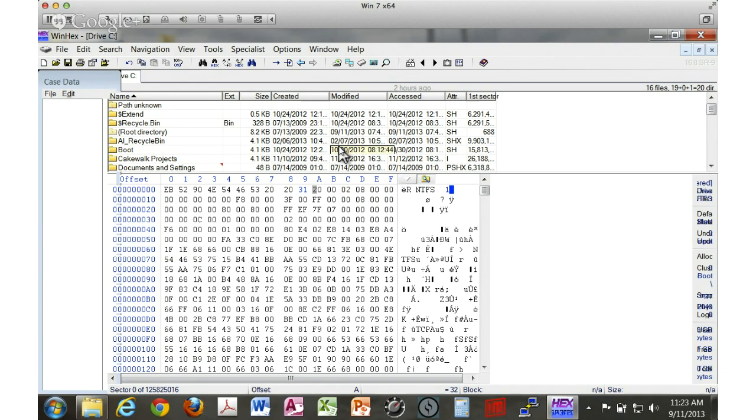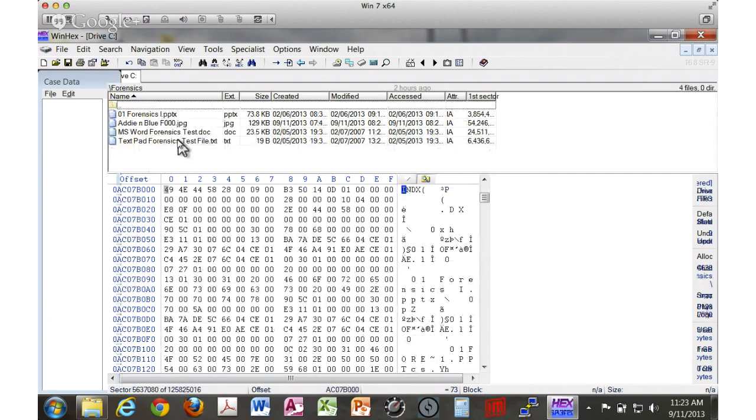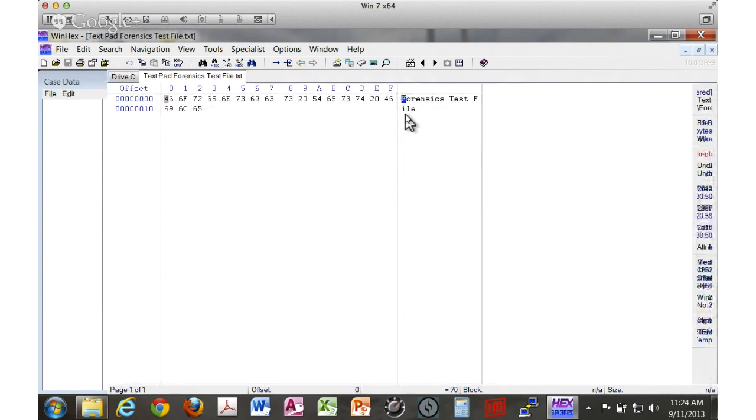Okay. So now let's take a look. I'm going to scroll down here, back into that forensics directory, and let's look at the TextPad forensics file. So there it is, forensics test file. Okay, we saw that. And that's it, 19 bytes.